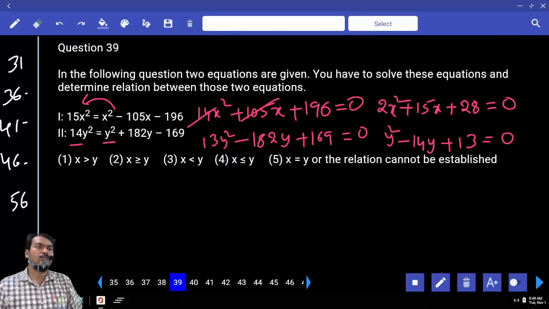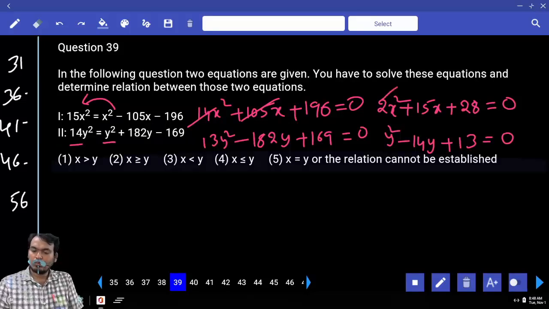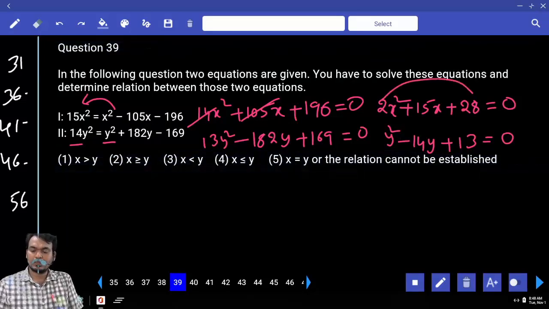Okay. What is the coefficient of x square? 2. But coefficient of y square? 1. What is the LCM of 1 comma 2? 2. 2 how many times? 1 time. But 1 how many times? 2 times. Means y roots multiplied by 2 times, or not? 2 into 28, 56. One is 7, another one 8.